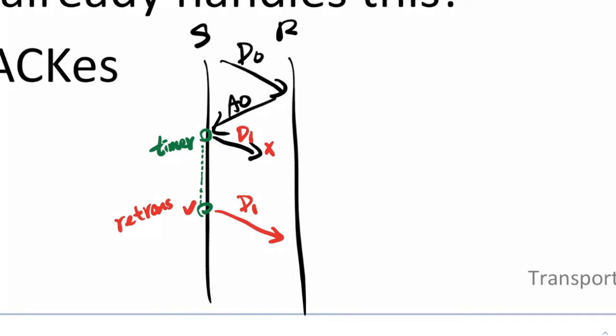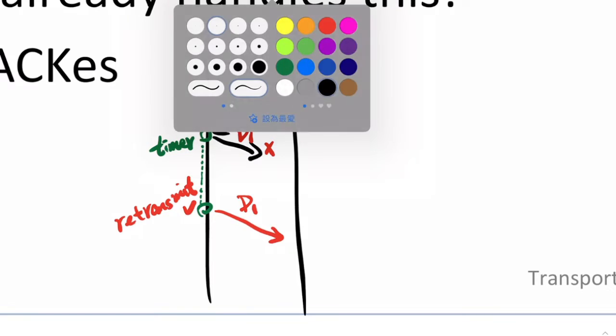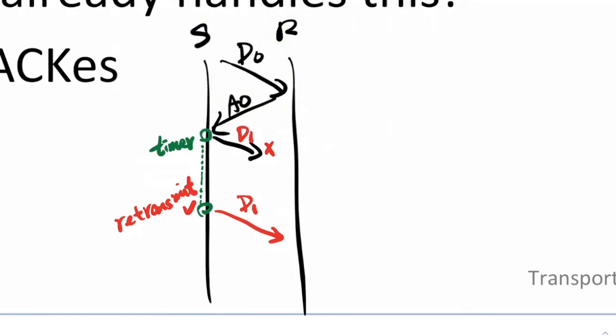Because the sender is the only one who knows it has sent D1 before, but it does not get any ACK 1 within this period of time, so it retransmits D1 again. Okay, and there's another situation like this. I think it is quite easy to understand.